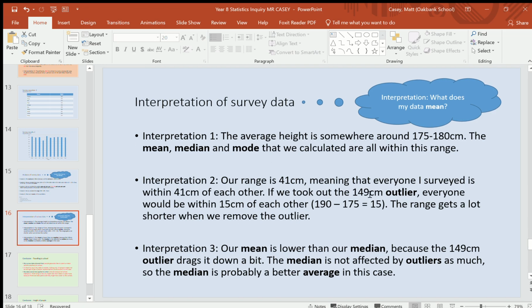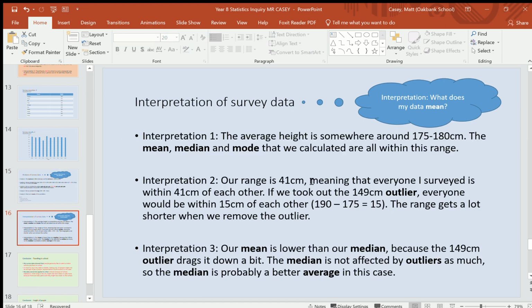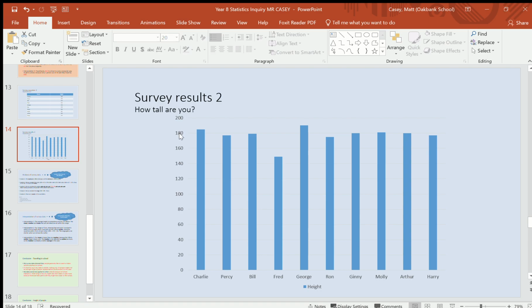So the average height is somewhere between 175 and 180. Now, mean, median, and mode are ways to figure out the average, and we've done that here. So mean 177, median 179.5, and mode those two. And they're all in between this 175 to 180 centimeters. So that's around where the average is. And if you look here, 180's there, 175 would be about here, and a lot of them are there.